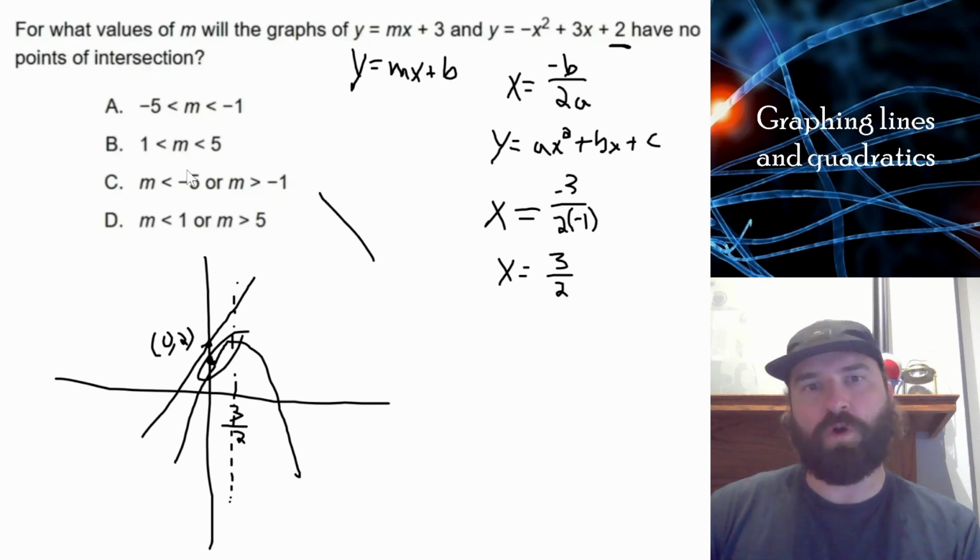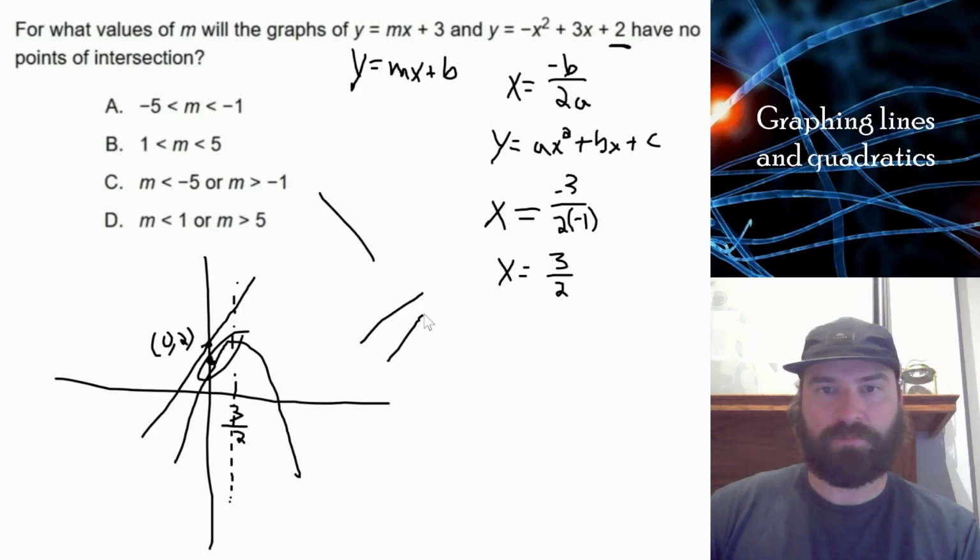B, a slope of 1 to 5, looks a lot like something like this. A slope of positive 1 to positive 5 is going to be somewhere that looks like this. A positive slope goes up and to the right, and this looks about right. So I'm going to keep B in mind as a possible answer.